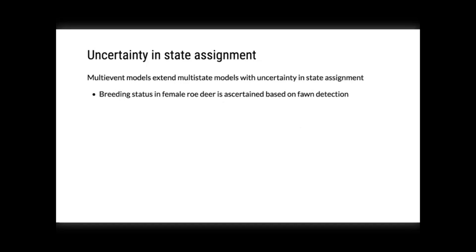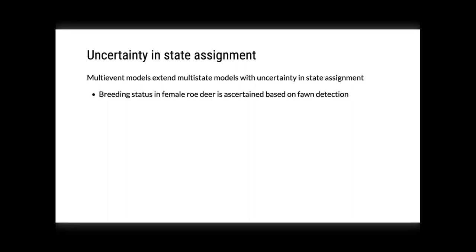This can be breeding status in female roe deer that is classified based on fawn detection. If you detect fawns, you are classified as a breeding female, and if you don't detect fawns, you are classified as a non-breeding female, but it might be that we missed the fawns. So there is uncertainty in the assignment of the breeding state to female roe deer.